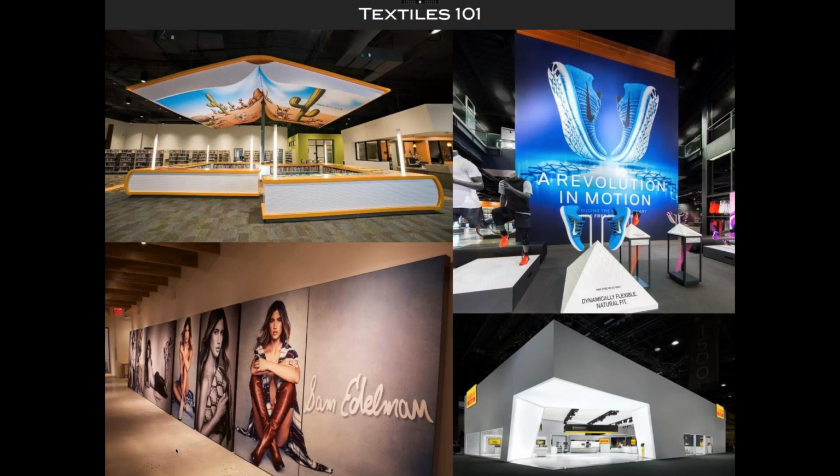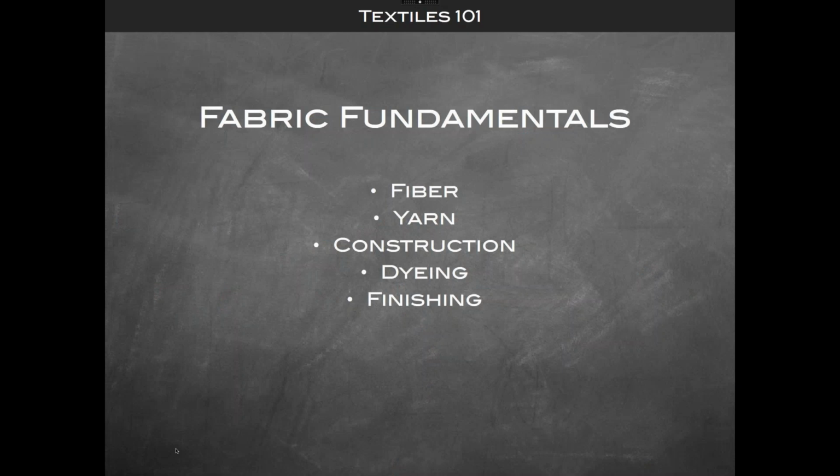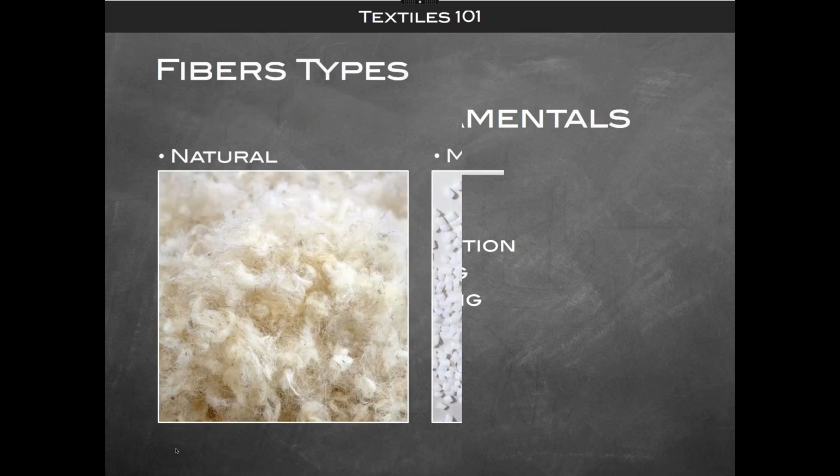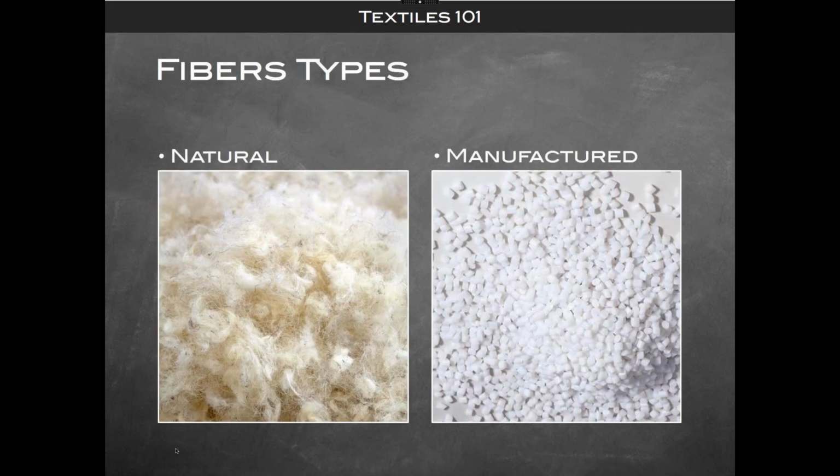Okay, today we're going to cover fabric fundamentals, starting with fiber. Then we'll talk about yarn, fabric construction, dyeing, and lastly, finishing. So there's really two main fiber types. One is natural, and the second is manufactured.